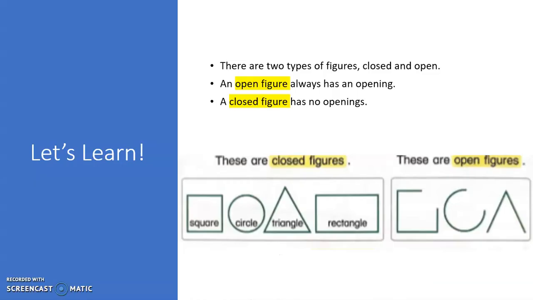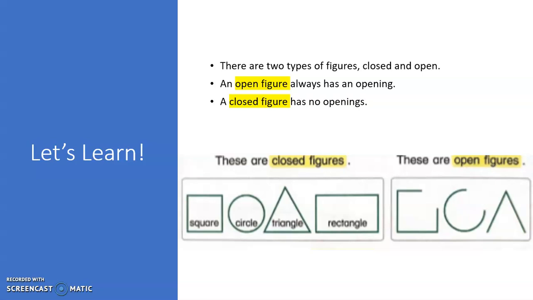So let's learn. There are two types of figures, closed and open. An open figure always has an opening. So if we look at the picture, we see these are open figures. On the right of your screen, you'll see these are open figures. They are missing a portion of the shape. It is missing a side. It does have an opening.